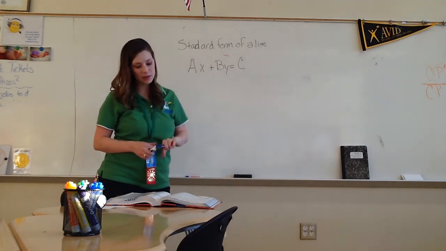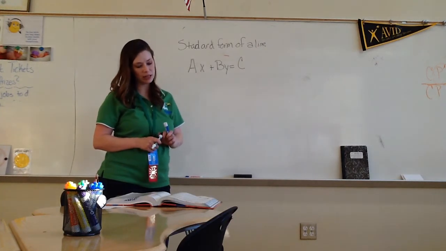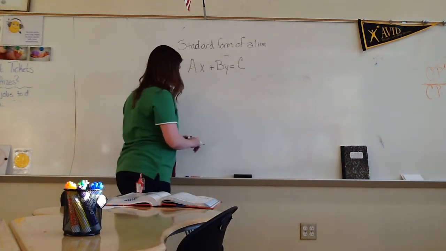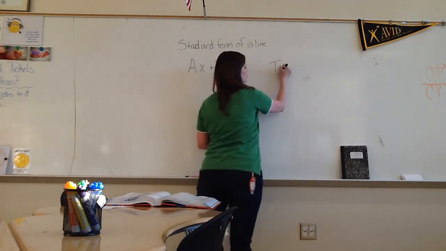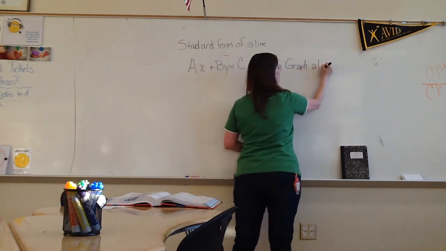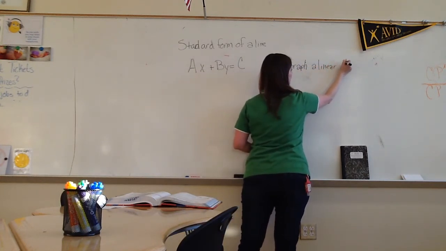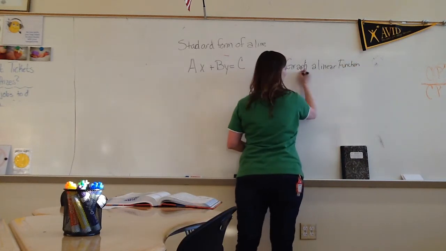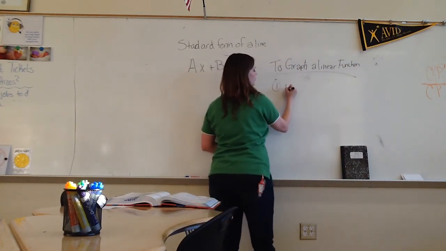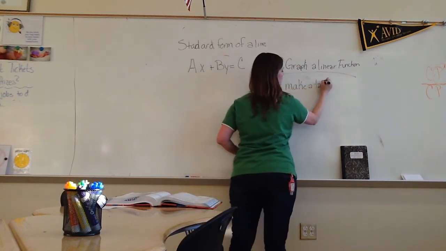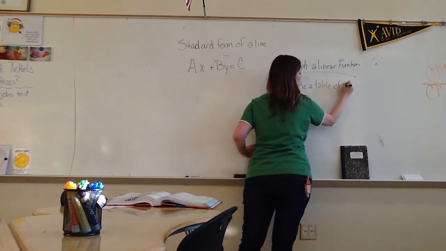Your last example is graphing linear functions. To graph a linear function, it's a 3-step process. To graph a linear function, here are your steps. Okay. Step 1, make a table of x values.